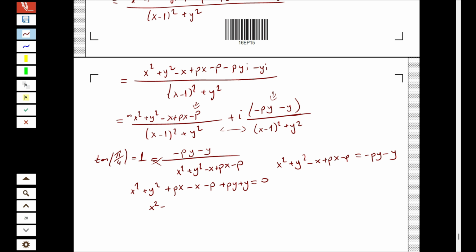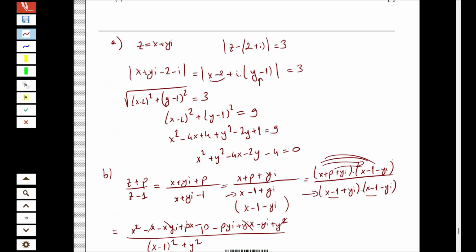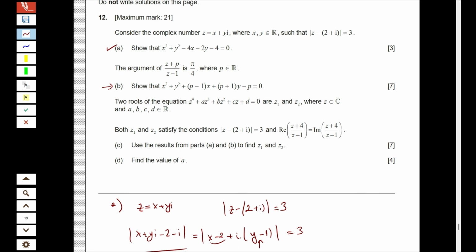So it means x squared plus y squared, x times (p minus 1) plus y times (p plus 1) minus p equals 0, right? Yeah, this is the equation that we need to show. The other question is the two roots of the equation.